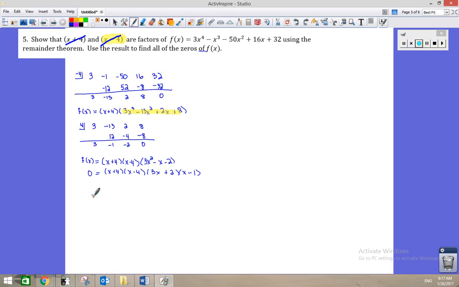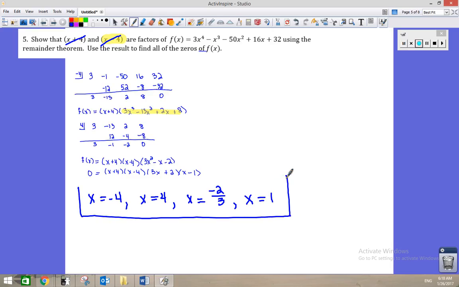Alright, so I've got 0, x plus 4. Oh, I already wrote that. Why am I writing it again? Negative 4, positive 4, but I knew that from the information given. But what I didn't know at that time, that subtract 2 and divide by 3, that negative 2/3 and positive 1, and since this is of degree 4 and we found 4 zeros, that's as much as there can be. You can't have more zeros than the degree of the polynomial.